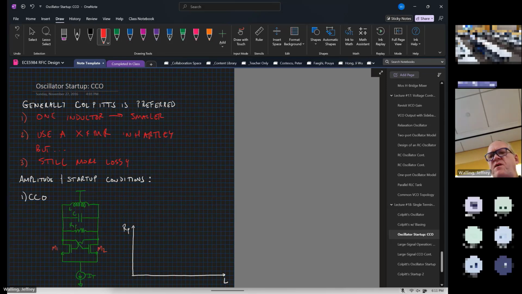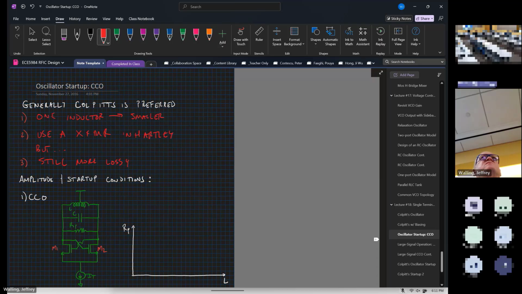I might come back to the amplitude and startup conditions in a little bit. I'll post the derivations here for how we determine startup conditions. I'll just say that generally we need to make the negative resistance slightly bigger than the positive resistance in the circuit in order to get the circuit to start up. For the cross-coupled, we typically make negative resistance about 2 to 3 times RP to get the circuit to start up.